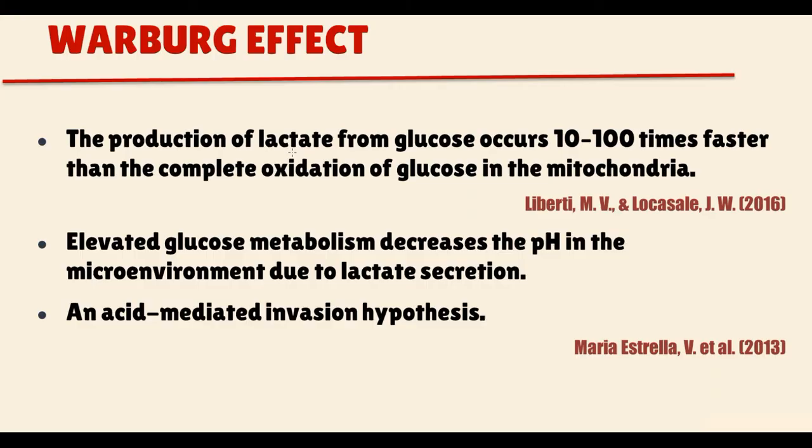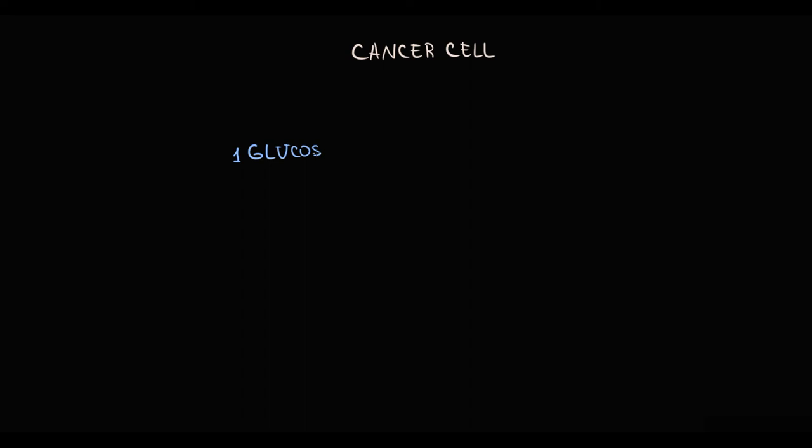And for now we have two most popular explanations. The first reason is that the production of lactate from glucose occurs 10 to 100 times faster than the complete oxidation of glucose in the mitochondria. To explain this, when a cancer cell takes up one glucose molecule, it can degrade it in the cytosol and then in the mitochondria with production of 36 ATP molecules. Or the cancer cell can degrade glucose just in the cytosol with production of only 2 ATP molecules and lactate.